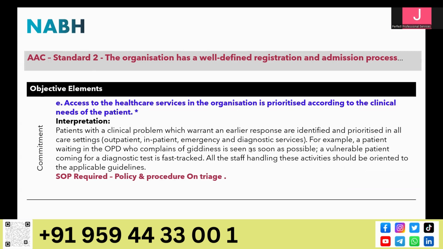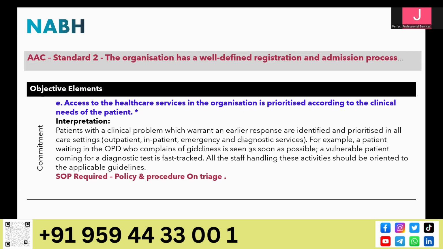Next is objective element E. Assess that the healthcare services in the organization are prioritized according to the clinical needs of the patient. This is triaging. What is the interpretation of this objective element? The patients with a clinical problem which warrants an early response are identified and prioritized in all care settings: outpatient, inpatient, emergency, and diagnostic services. For example, a patient waiting in an OPD who complains of giddiness is seen as soon as possible. A vulnerable patient coming for a diagnostic test is fast-tracked.